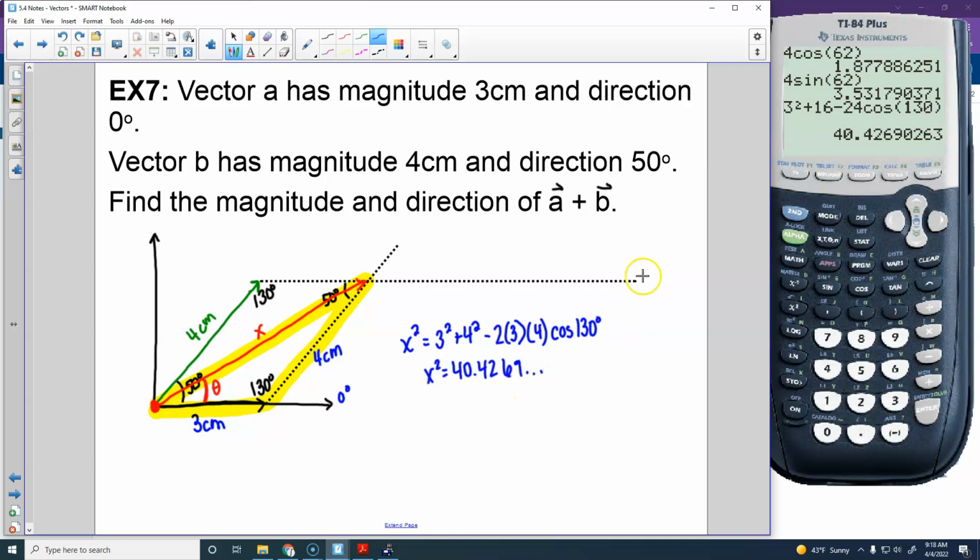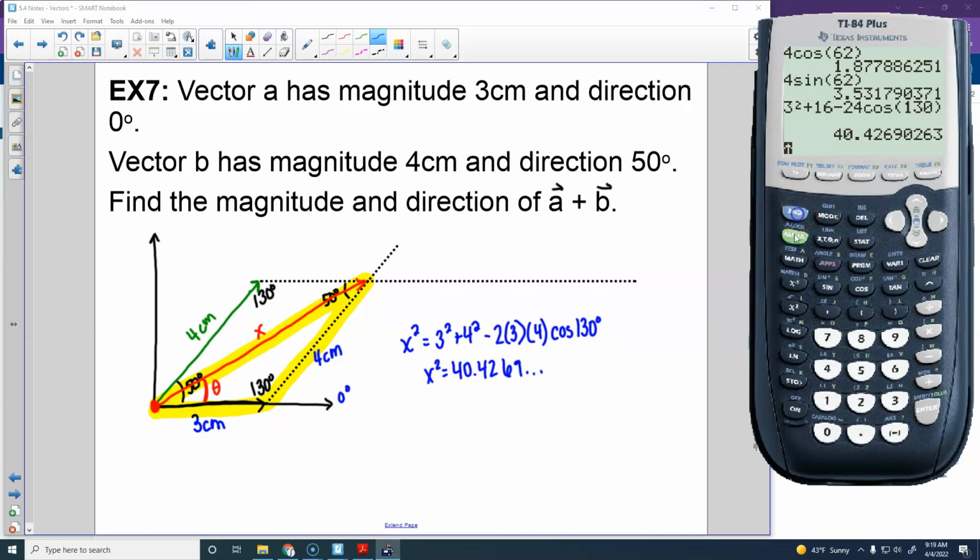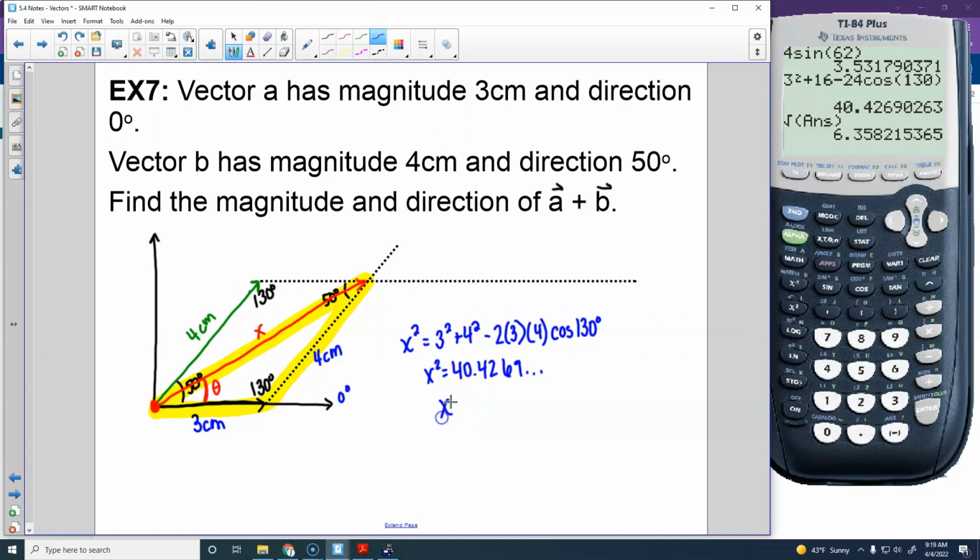And how do we get rid of that square there? Square root. Let's use the answer feature here. And we're going to get 6.358. So that would be centimeters. That's the length of our side. That seems reasonable because it's a lot longer than the sides 3 and 4 there. All right, so that gives us our magnitude.